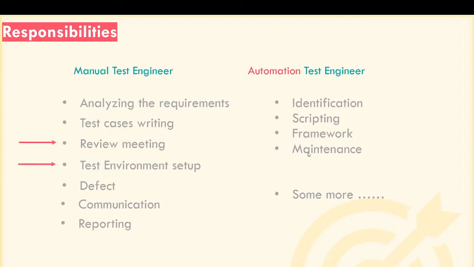Okay, there are some more responsibilities, but these red things are the common responsibilities for automation test engineers, like the review meeting. They also need to set up the test environment, or they can reuse the one already created by the manual guys. They also find defects when they run their scripts.